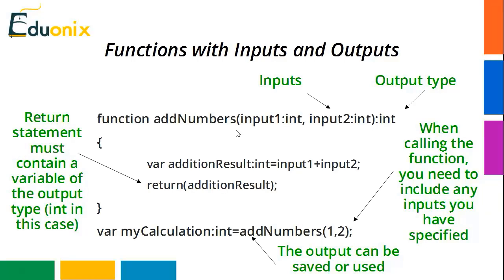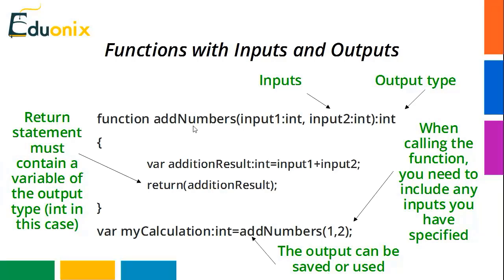You can tell the function what you want to call your inputs. They can be any name you give them. They're separated by a comma. You also, like for a variable, have to use a colon and then give it a variable type. The same with the output. You use a colon, you give the output a variable type.